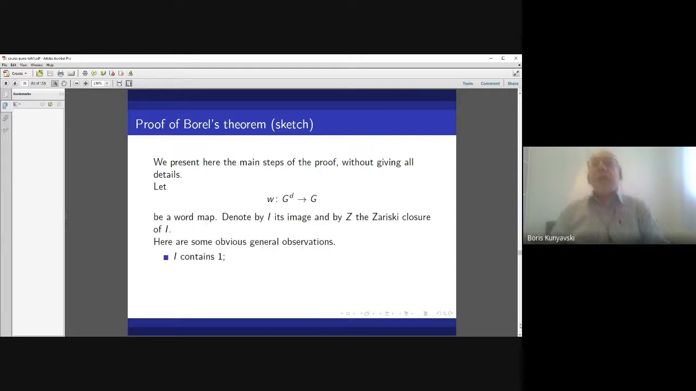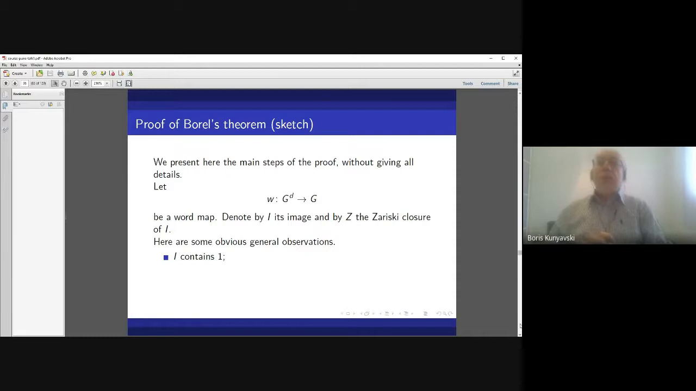So I remind you the setup. Here is our word map, W. We denote its image by I, and by Z we denote its Zariski closure. Well, we want to prove that Z equals the whole G.